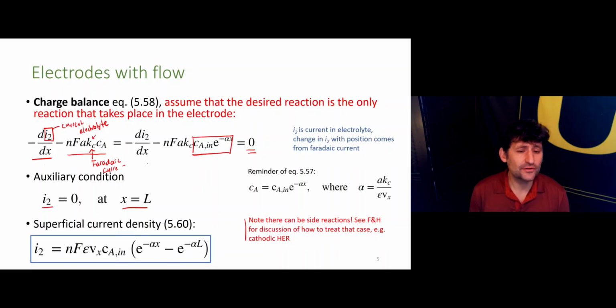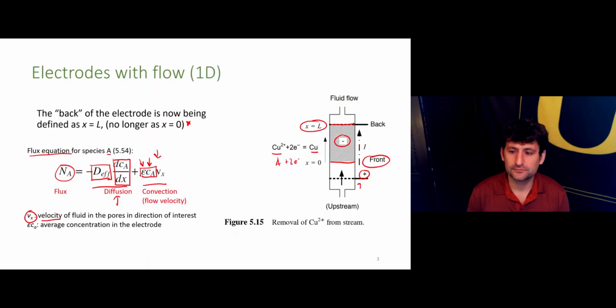We can easily solve this equation by separating and integrating to get I2 as a function of the concentration in, the position, and the length of the electrode. This is I2 again as a function of x. I2 at the beginning of the electrode is large. All the current is carried by I2 here. And at the back of the electrode, I2 is equal to 0. That's because there's no more Faradaic reaction happening beyond that.